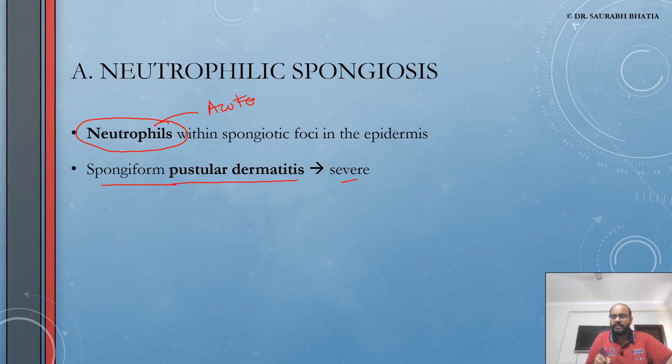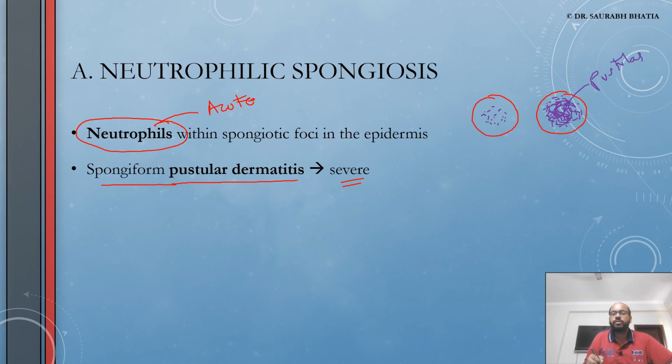So with that, we'll start our discussion on spongiotic tissue reaction pattern, starting first with neutrophilic spongiosis. To recapitulate, we have six patterns of spongiosis: neutrophilic, eosinophilic, miliarial, follicular, pityriasiform, and haphazard. Essentially these are the six patterns that we see in spongiosis. Let's start. The first is neutrophilic spongiosis.